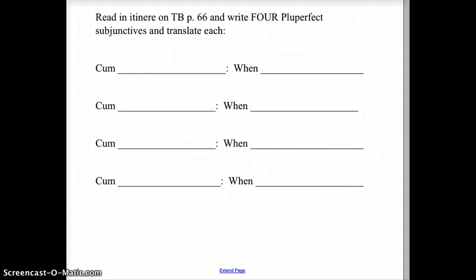So to finish off, go to the story in Itinerary on page 66 of your textbook and try to find 4 pluperfect subjunctives and translate each of them. And once you've done that, you can complete your notes on the imperfect and pluperfect subjunctives.